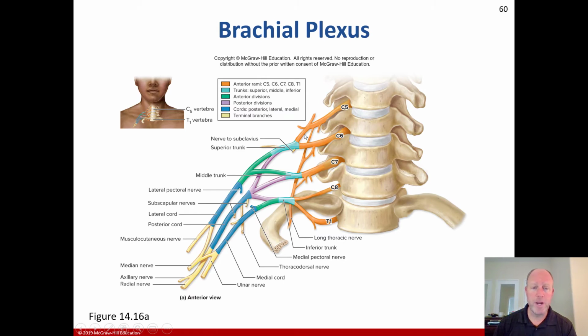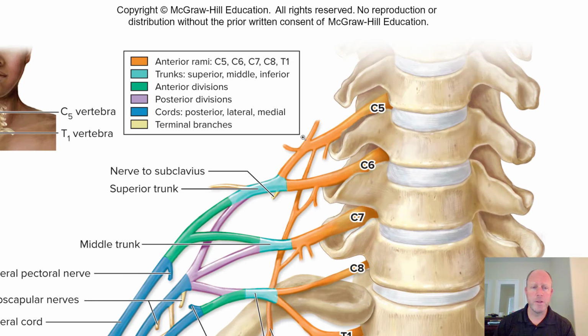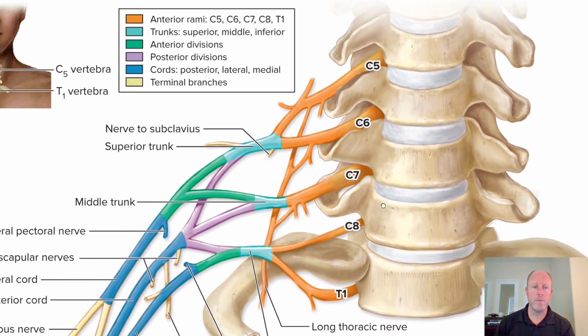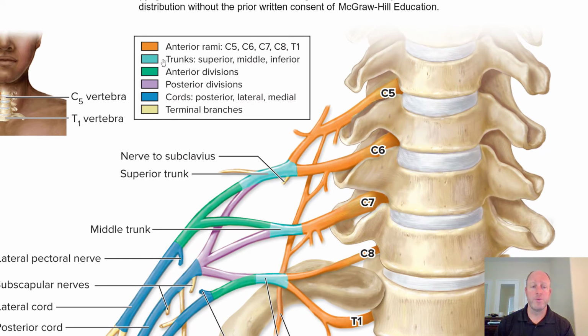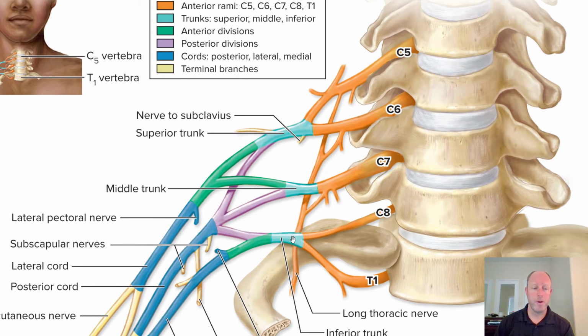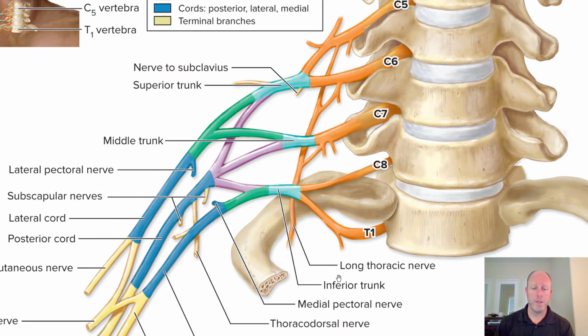So here we have our brachial plexus. Let's zoom in a little bit here to make it easier for us. So here are our anterior rami, C5, C6, C7, C8, and T1. Okay, and the trunks are going to be the light blue here. It's going to be our trunk superior, middle, and inferior, right? See here, inferior trunk, middle trunk, superior trunk.